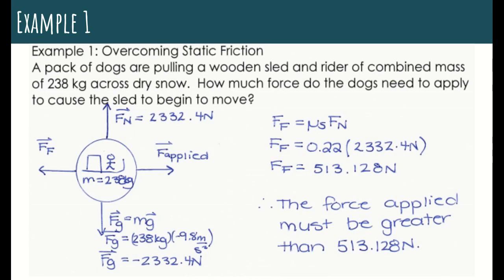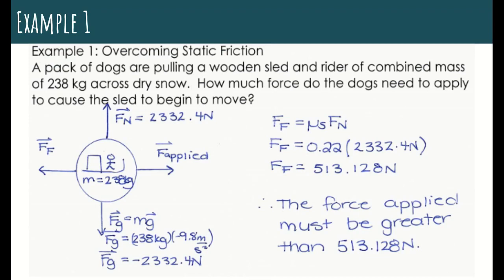So we need to figure out how much force the dogs need to apply to cause that sled to move. So what we need to figure out is the force of friction needed to overcome that. What we have here in this formula is force of friction equal to the coefficient of static friction times the normal force.